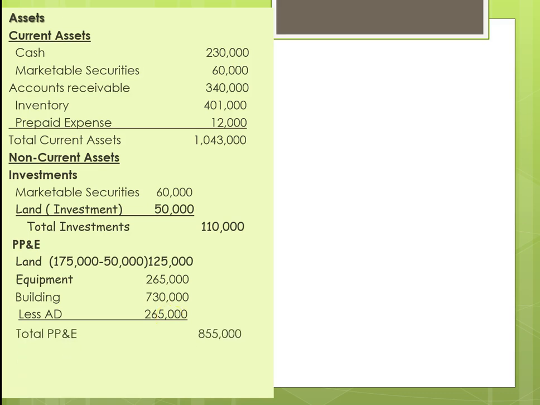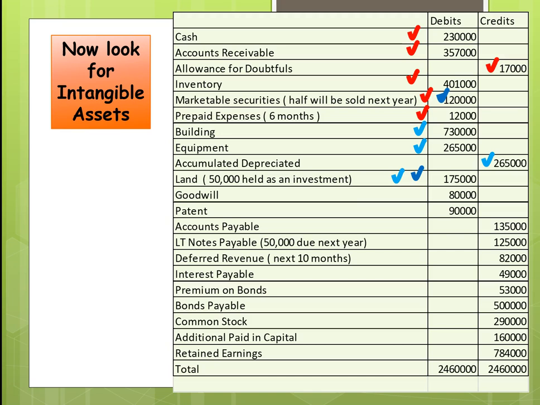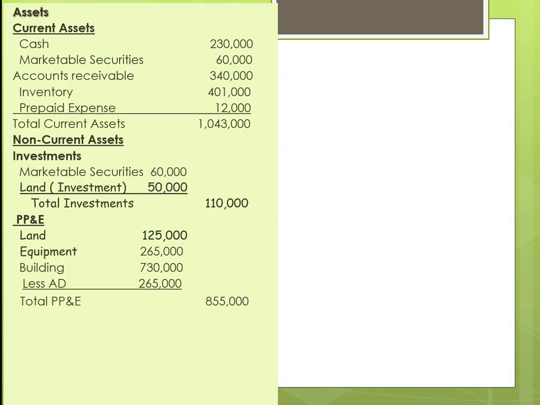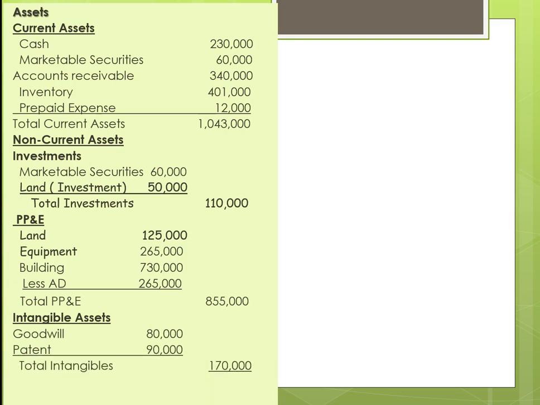Now we're going to look at intangible assets. Intangible assets are assets that you can't touch or see. So that would include goodwill and patents. Now we can add those to our equation. Intangible assets: we would show our goodwill, our patent, we'd show a total, and now we have our total assets, and this is the number that has to tie to our liabilities and equity.